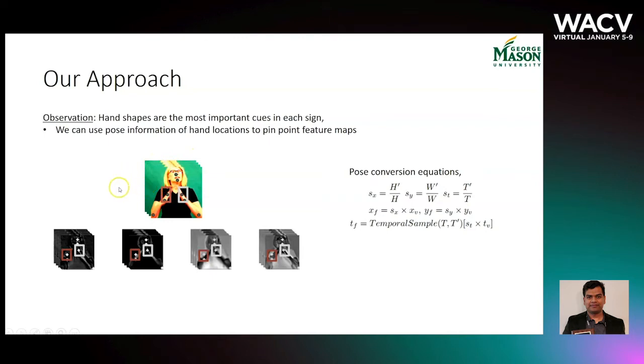For example, here on top is a video, and we can see four feature maps from a 3D convolutional neural network at the bottom for the same video. What is interesting is that if we know the pose in the video, we can pinpoint the location of the hand in the feature map space. Then we can extract some features from there and use them in our classification. On the right hand side, we show the equation which we use in converting pose from video space to feature map space.